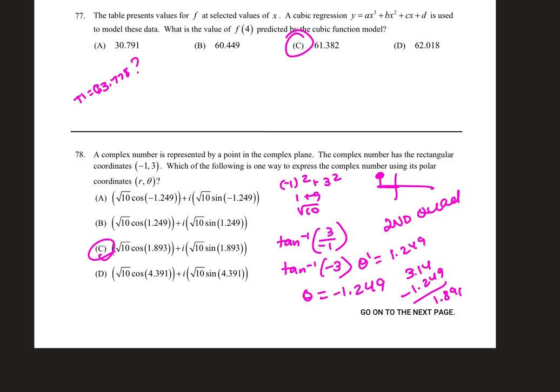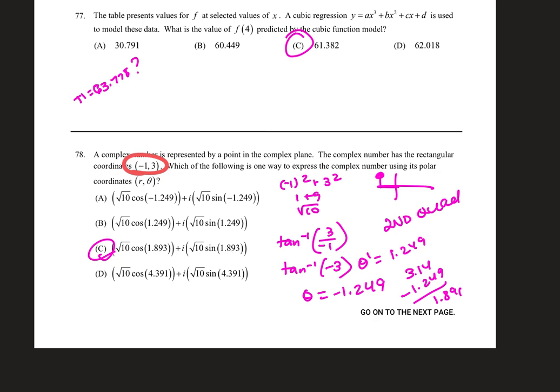The other thing is all of them had cosine on the real part and sine on the non-real part. If one of them was switched, I would rule it out. Cosine is your x, which doesn't get the i. Sine is the y that gets the i. So then the next thing you have to do is figure out where this is. -1, 3 is in your second quadrant, right?